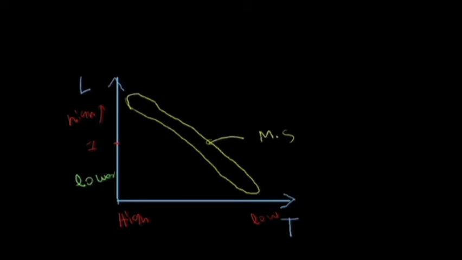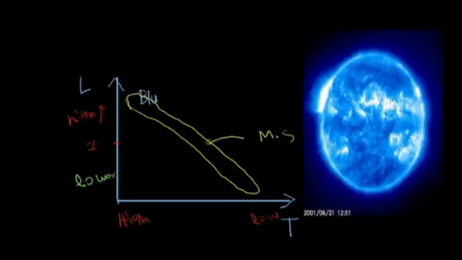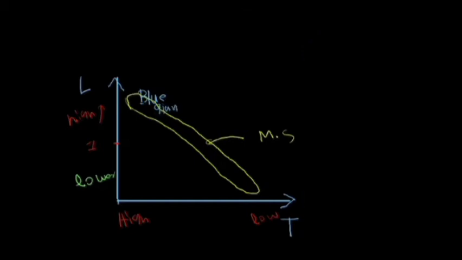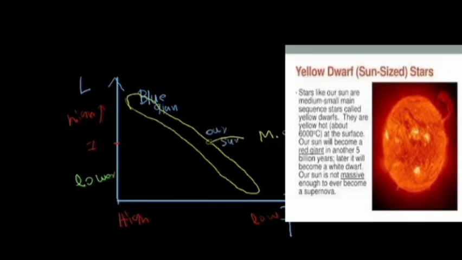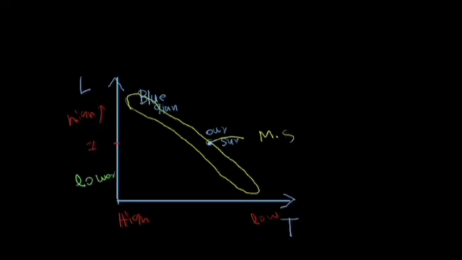Now you have to classify some other stars. The blue giants, very enormous stars, are located at the top of the main sequence, and yellow stars like our Sun are located around this region. It's a yellow dwarf.